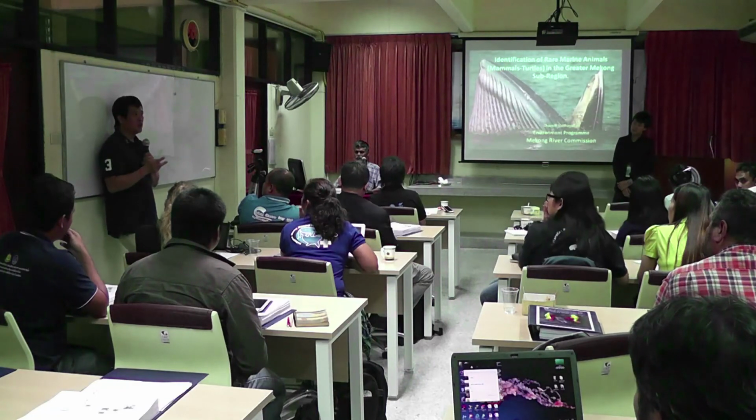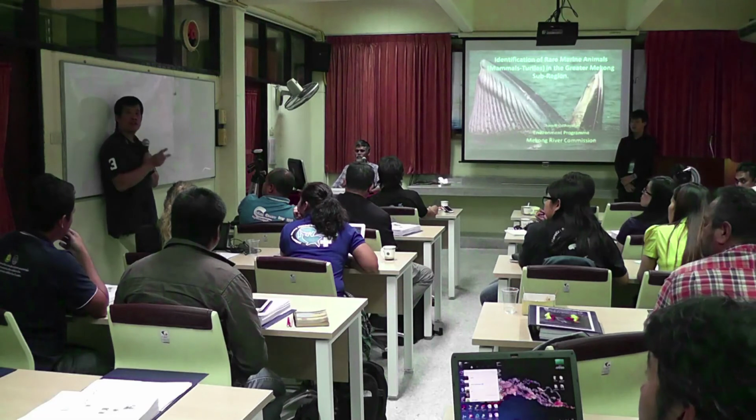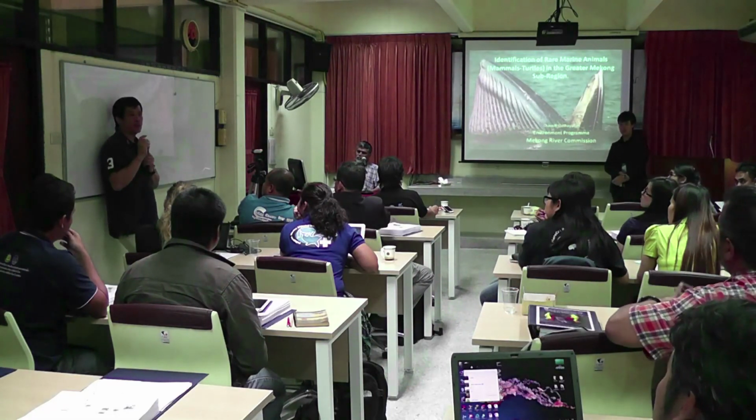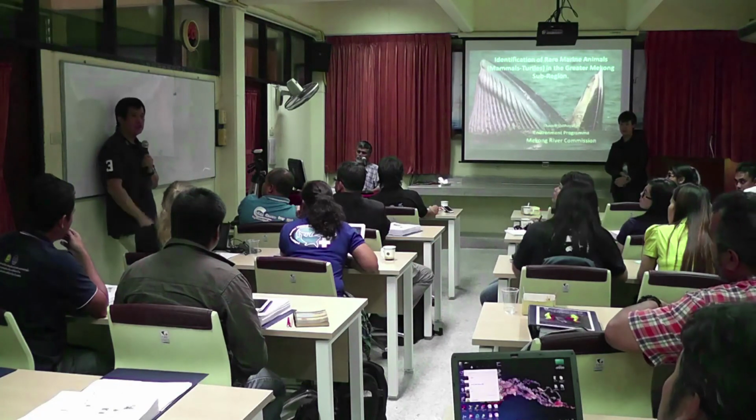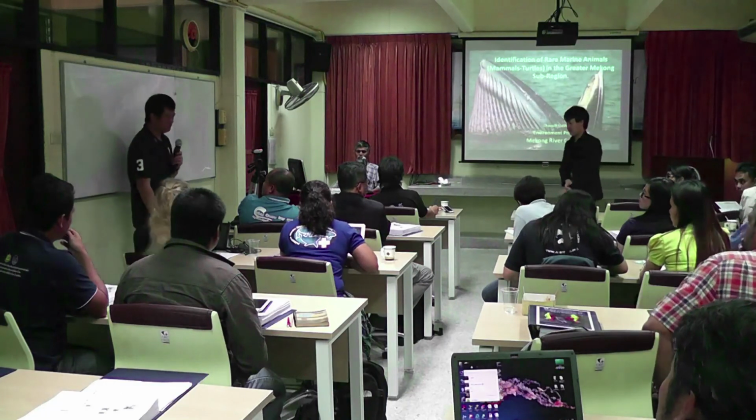I think Bryde's whale has double-headed ribs, and Omura has only single-headed ribs. So you can usually tell, yeah.